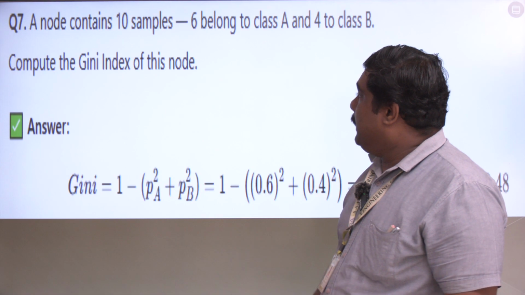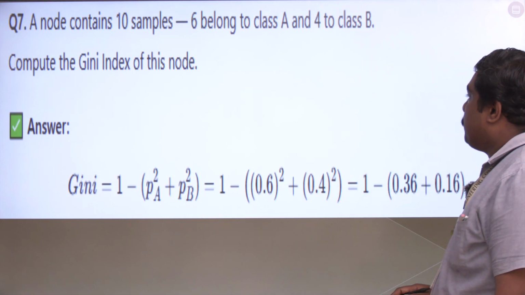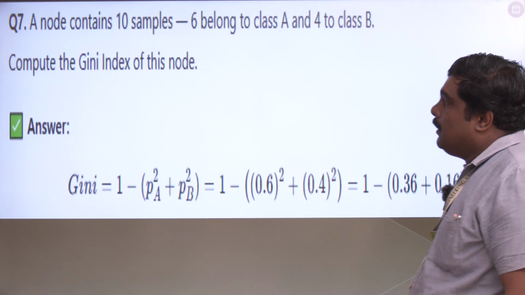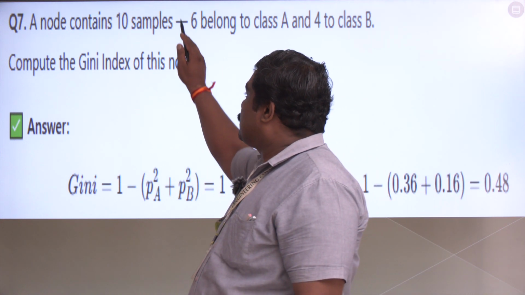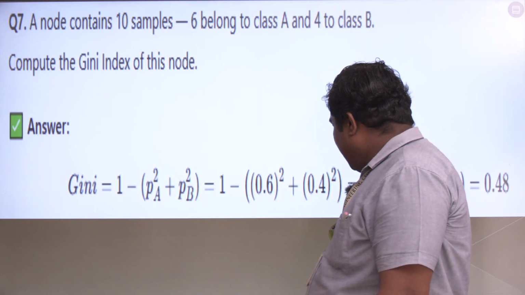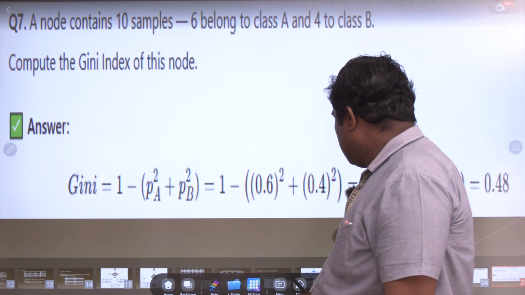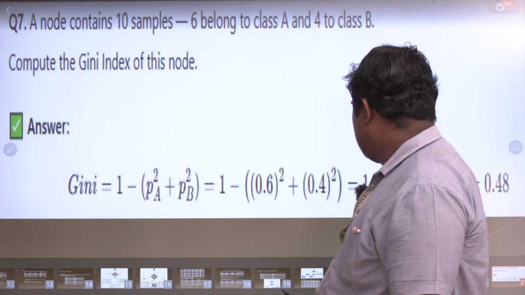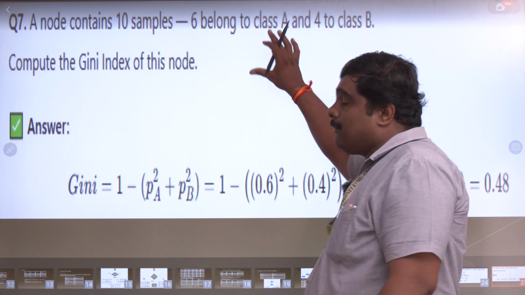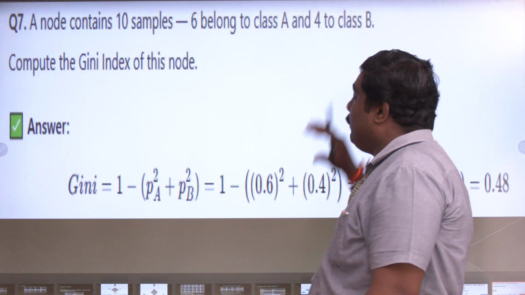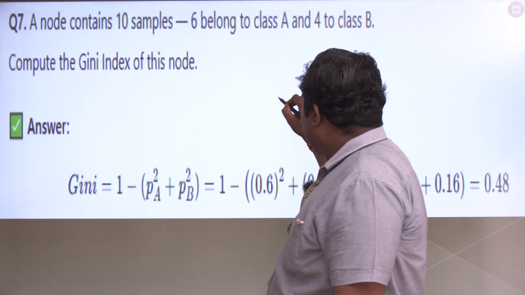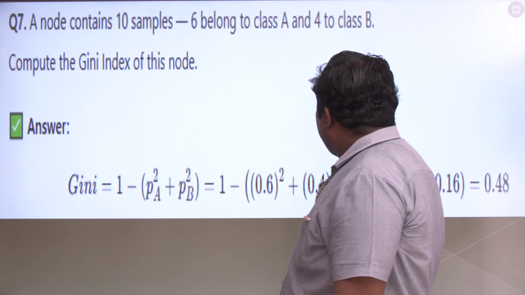The next one: a node contains 10 samples, and 6 belong to class A and 4 belong to class B. Compute the Gini index of this node. That means we are having a total of how many instances? 10 instances, correct? A value will be 6 and B value will be 4. If you calculate, you will get 1 minus summation of P whole square.